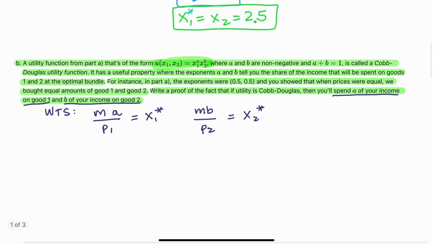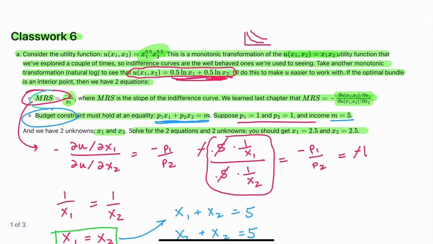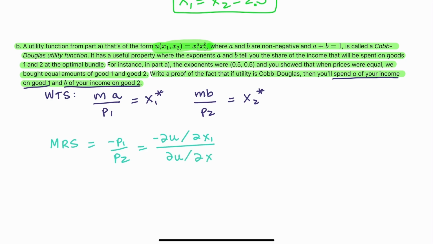All right, so we start with this marginal rate of substitution equals negative P1 over P2. So we're starting here. The marginal rate of substitution equals negative P1 over P2. The marginal rate of substitution is the partial derivative of u with respect to x1, negative, divided by the partial derivative of u with respect to x2.